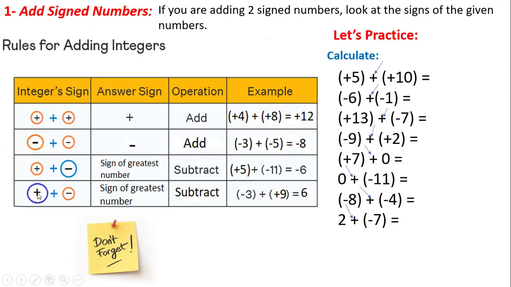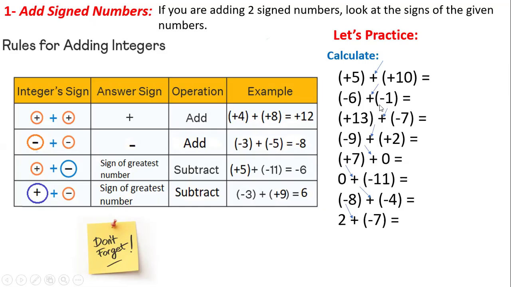I'm adding a positive number also with a negative number, or a negative with a positive. Also, we take the sign of the greatest number and we subtract. Minus 3 added to plus 9. Since the first is negative, the second is positive. Who's the greatest, 3 or 9? Of course, 9 is the greatest. Its sign is positive, so my answer will be positive and I subtract. 9 minus 3 is 6.